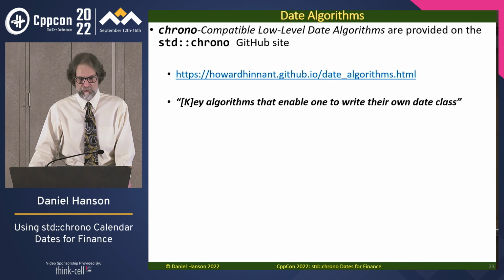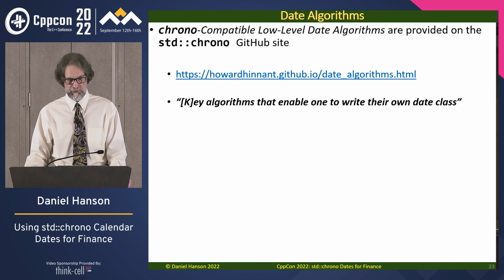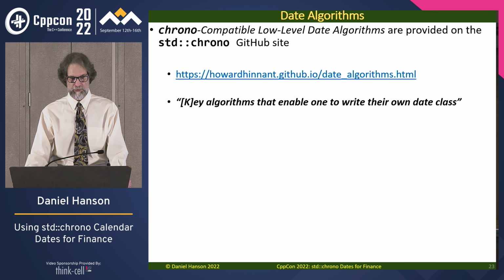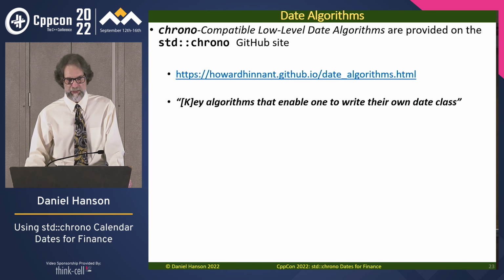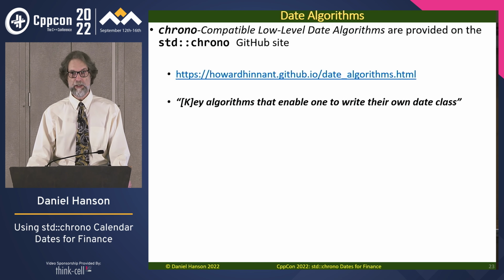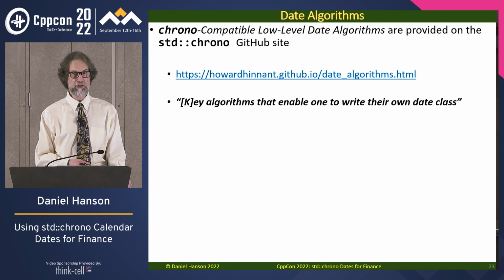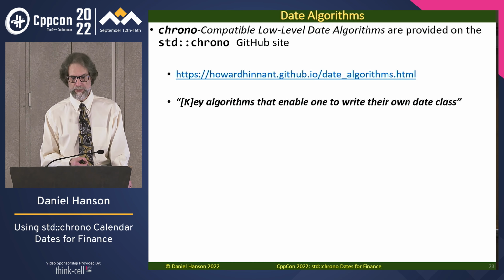An alternative is to go out to the std::chrono GitHub site again, to the URL you see here, and they provide a set of, as they say, low-level date algorithms. And so these will be a bit faster. A quote from the document. It says, "These are key algorithms that enable one to write their own date class." And that's kind of where we're heading.